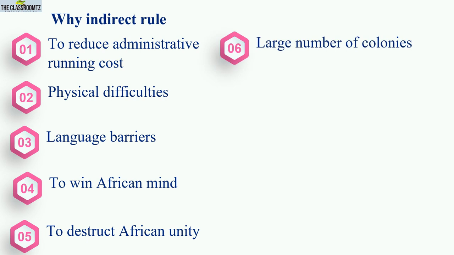Another issue is the large number of colonies. Britain got many colonies in Africa, and not only in Africa, even outside of Africa. So in that way, it lacked administrators, or administrative personnel. So the solution was to use African chiefs to solve the problem of shortage of administrative personnel. Why the shortage of administrative personnel? Because of the large number of colonies, many colonies in Africa and even outside of Africa.